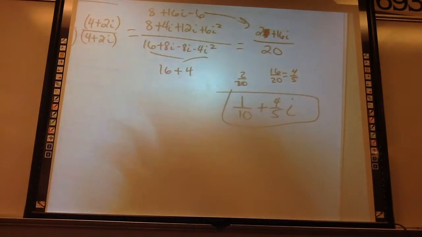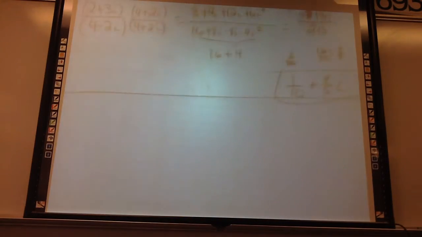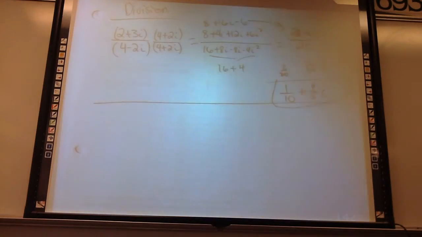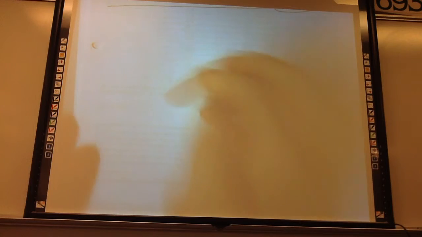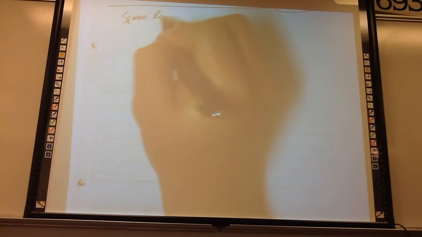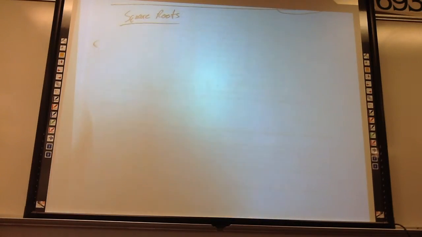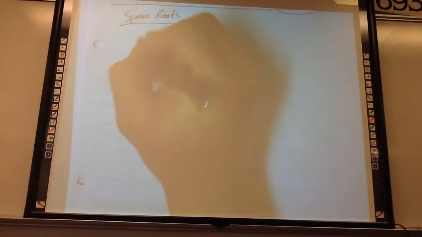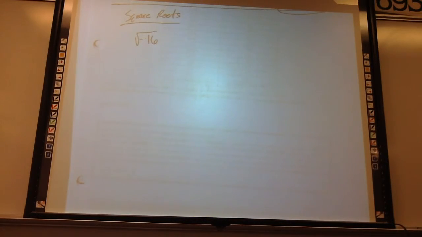And the last thing. Square roots with negatives. So for example, the square root of negative 16. If I asked you yesterday, you would have said no solution or can't do it because you can't square root a negative. Today you can.